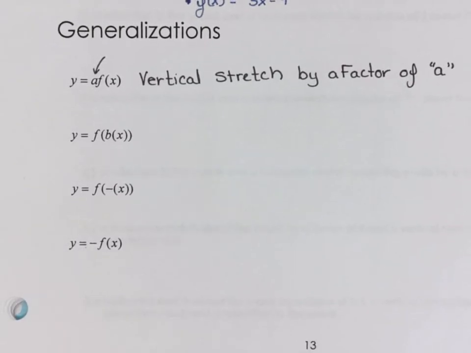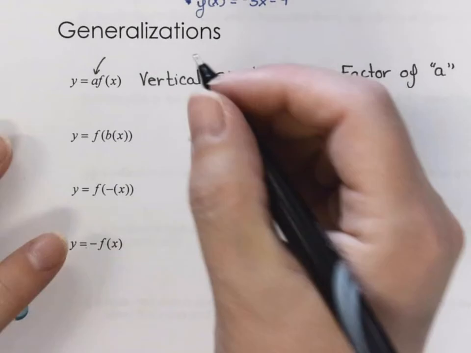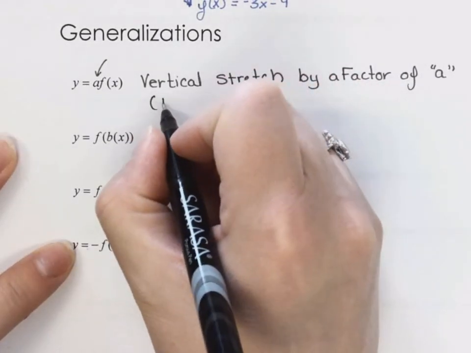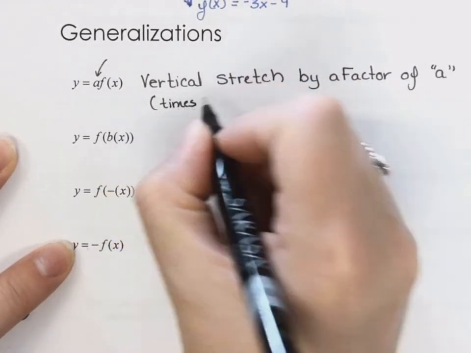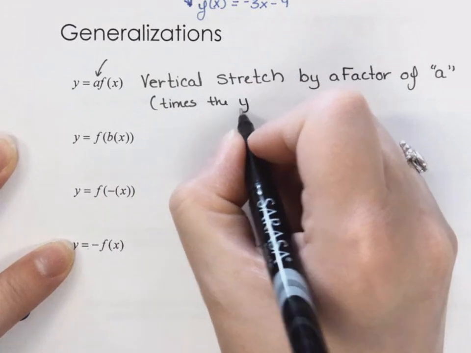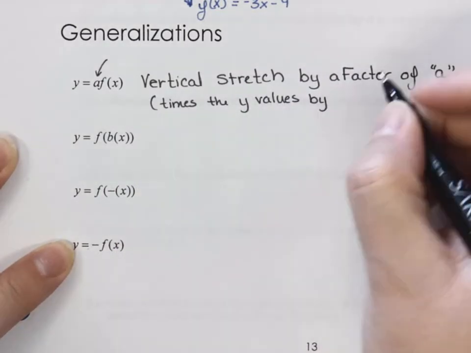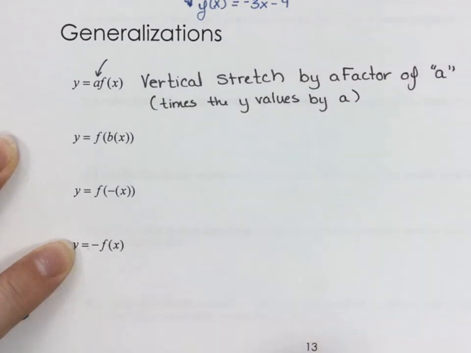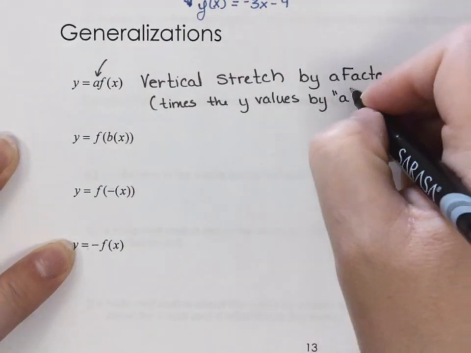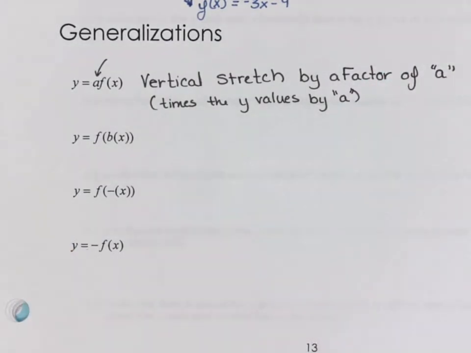Everybody good with that? And so that means we times the y values by a. Right? That's just a general statement. It doesn't matter what number the letter a represents, that's what you do.